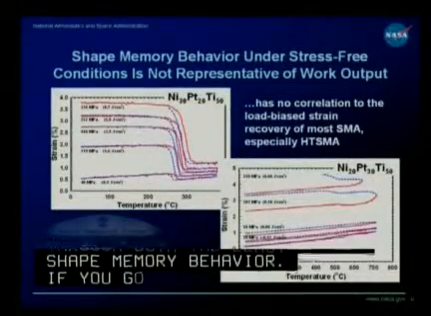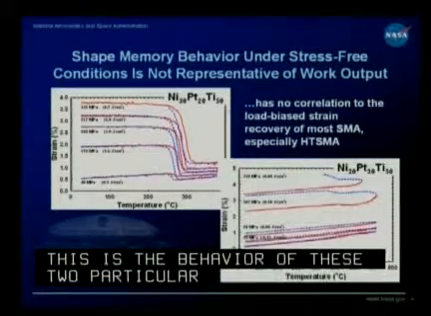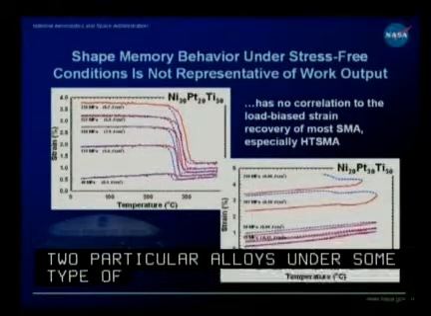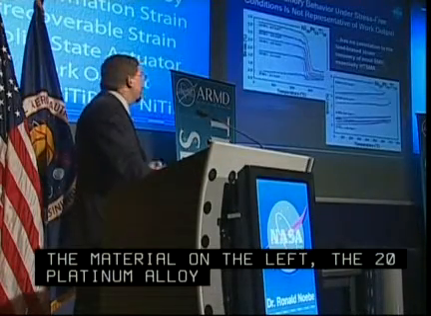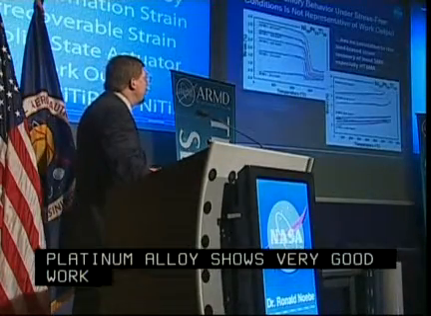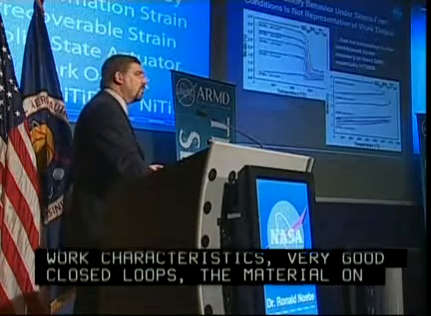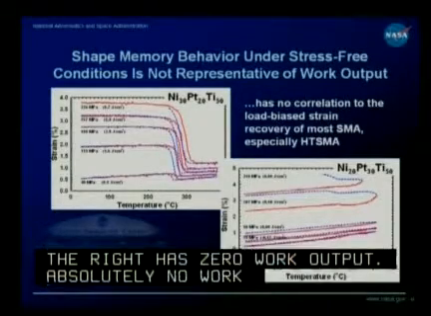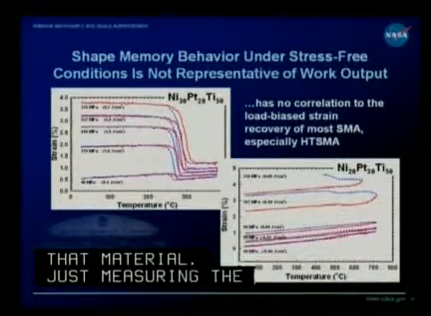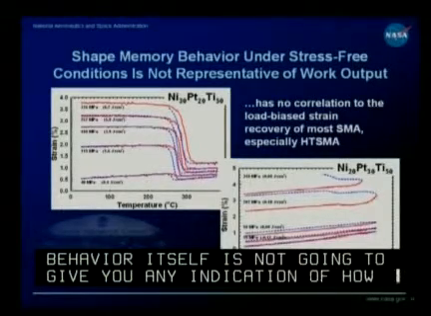This is the behavior of these two particular alloys under some type of a load bias condition. The material on the left, the 20 platinum alloy, shows very good work characteristics, very good closed loops. The material on the right has zero work output. Absolutely no work output for that material. So just measuring the shape memory behavior itself is not going to give you any indication of how these materials are going to perform under actuator type applications.